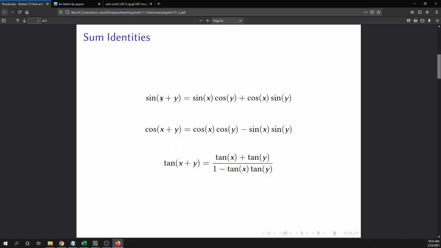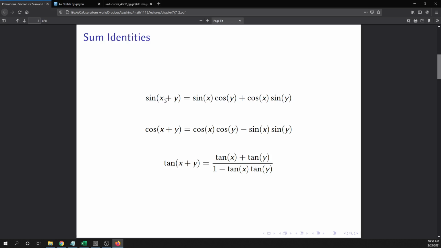So you can see why they call them the sum identities, because over on the left-hand side of each of these, there's the sum of two numbers. These identities just tell you how to rewrite the trigonometric function of a sum in terms of the trigonometric functions of each individual part. So sine of the quantity x plus y would be equal to sine of x cosine of y plus cosine of x sine of y.